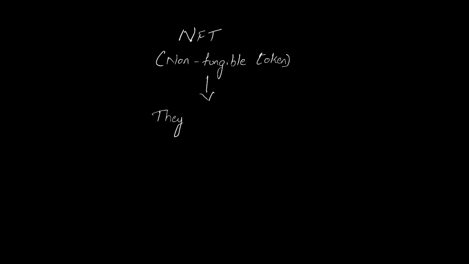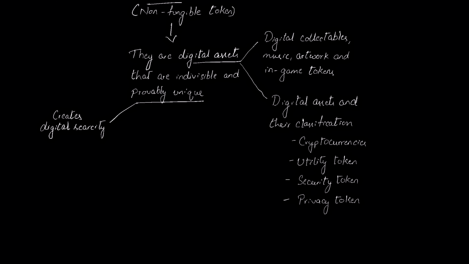So an NFT is a digital asset that is indivisible and probably unique. Let's break that down a bit. Digital asset means they're digital collectibles like music, art, or in-game tokens, if you will. And there are many other tokens like security tokens, privacy tokens, and cryptocurrencies, and non-fungible tokens just add to that list of different tokens in the world of crypto.